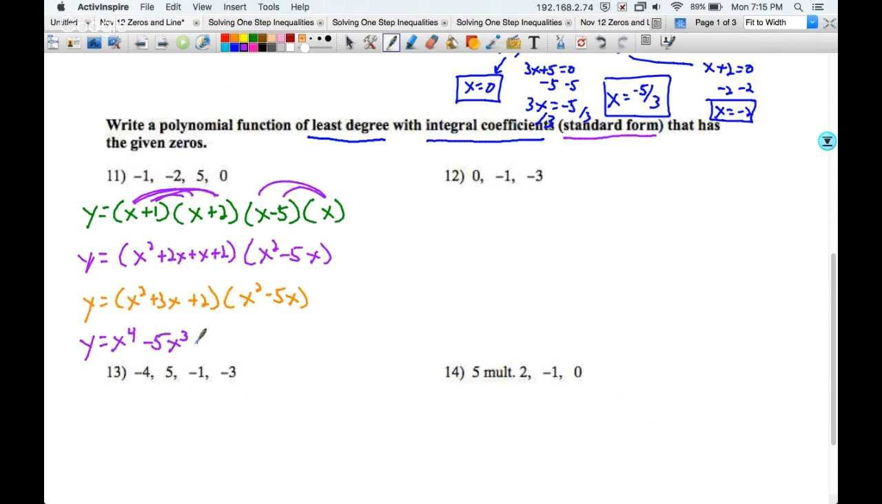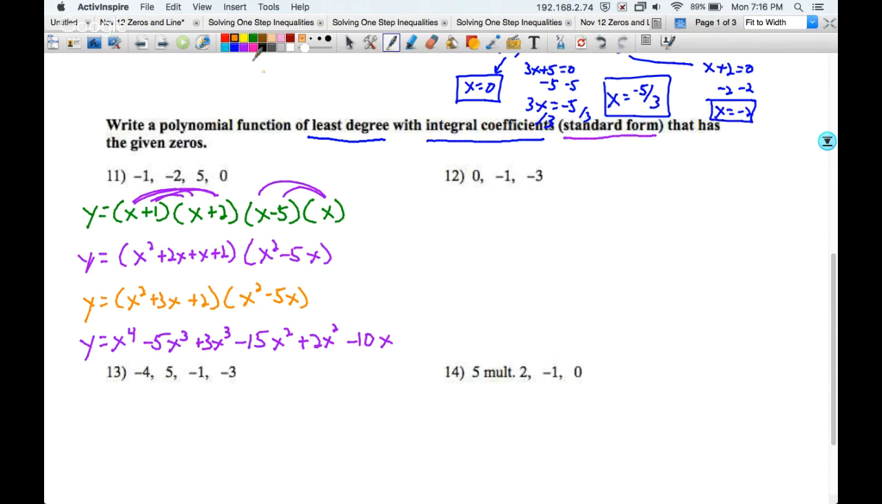3x times x squared, well, that's 3x cubed. 3x times a negative 5x, well, that's negative 15x squared. All right, note that, move on to the next one. Third to first, third to second, and I'll get plus 2x squared. And our very last, minus 10x.